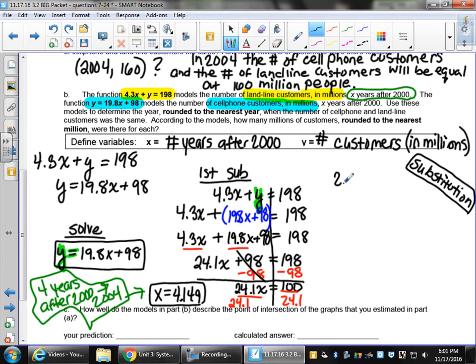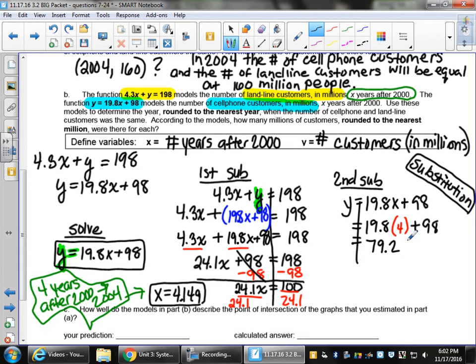Lastly, our second sub, we know X, we need to go find Y. This equation already says Y equals, so let's use it. Y equals 19.8X plus 98. Where we see X, we will substitute in 4. Let's see, 19.8 times 4 is 79.2, plus 98. I got 177.2.